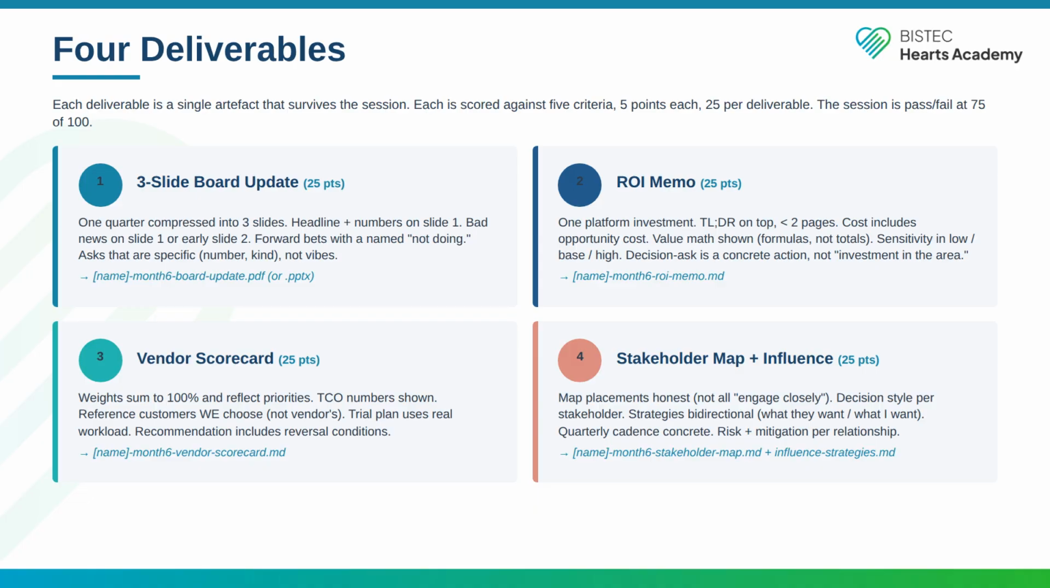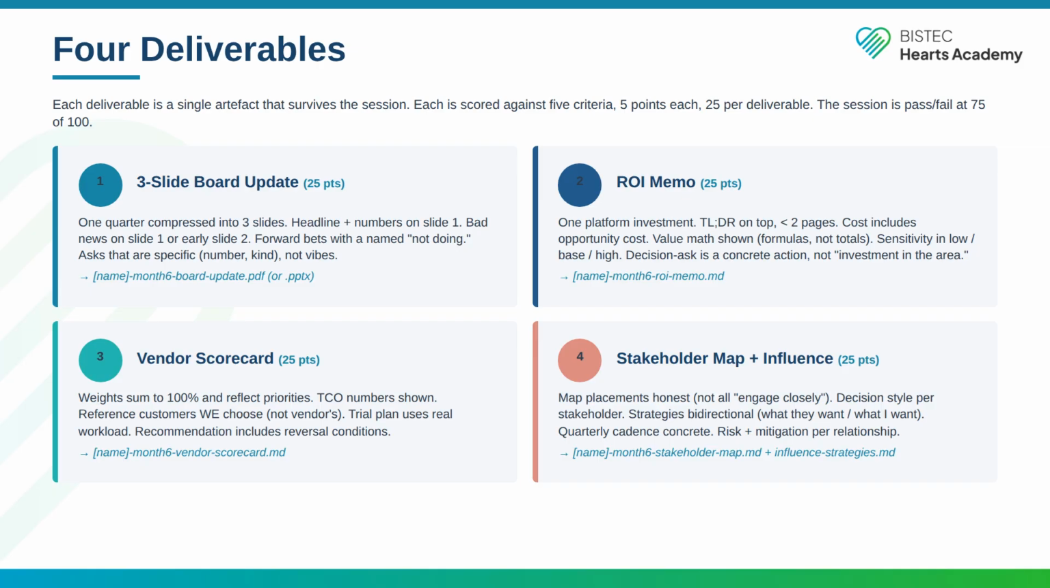Deliverable 3, vendor scorecard, 25 points. Weights sum to 100% and reflect priorities. TCO numbers shown. Reference customers we choose, not the vendor's. Trial plan uses real workload. Recommendation includes reversal conditions. File: name-month-6-vendor-scorecard.md.